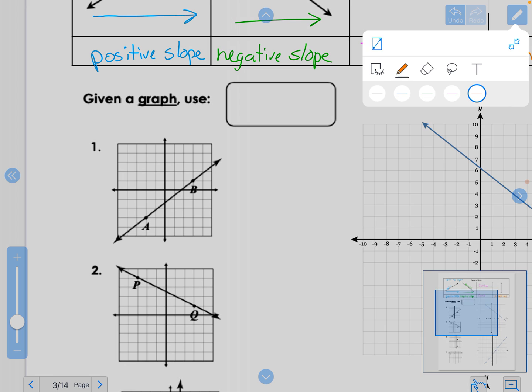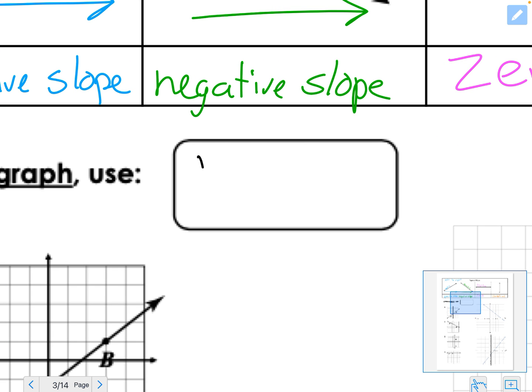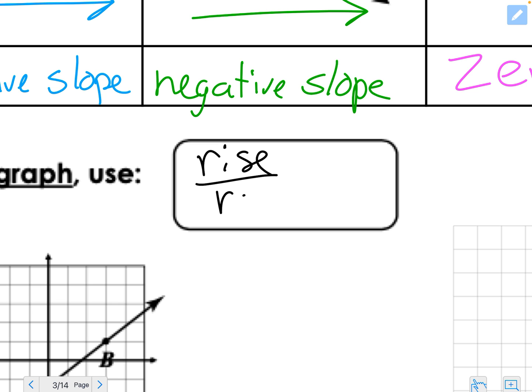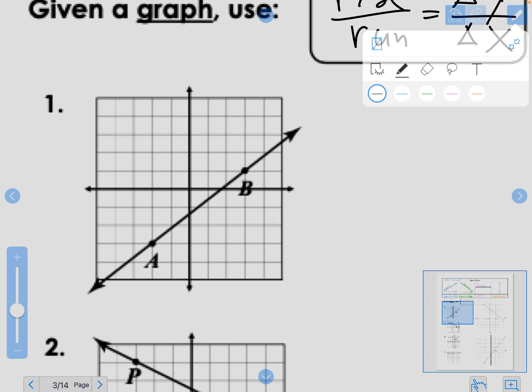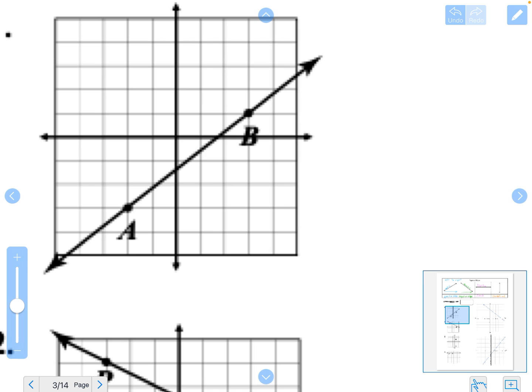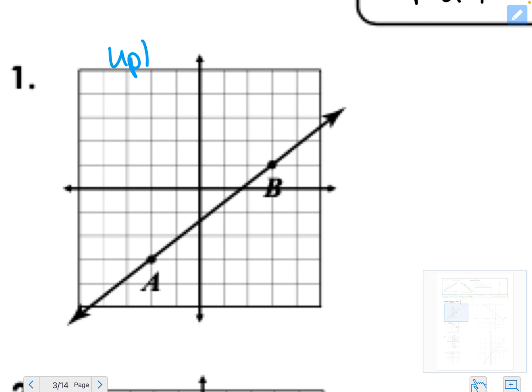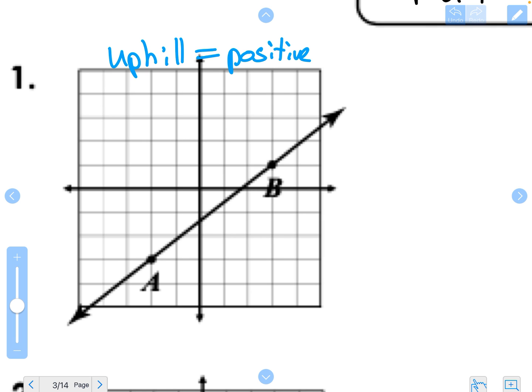So when we use a graph to find slope, we use rise over run, which is the same thing as our change in y over our change in x. So let's look at some examples. Here, our graph is uphill, and because it's uphill, we know it's going to be positive. We're going to count the change in y, the up and down: it goes up 1, 2, 3, 4.